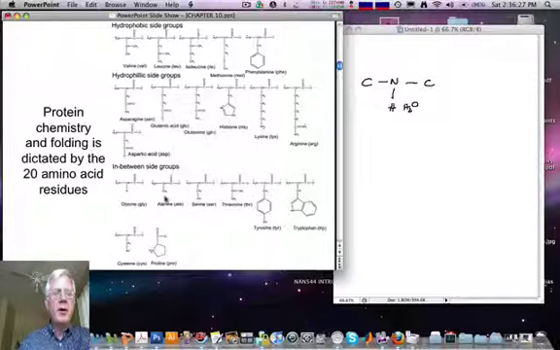There are a number of in-between groups shown down here, and these can change their character depending on the local pH, and therefore switch the function of the protein.